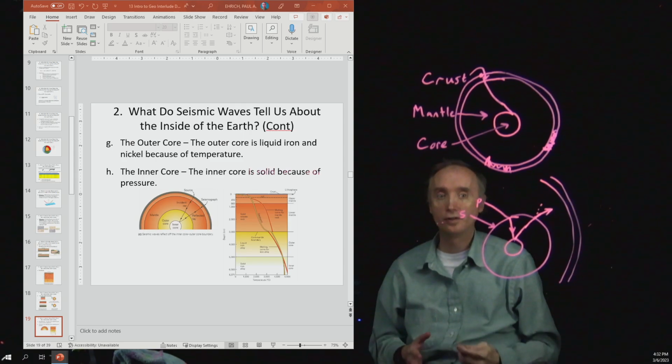So those are the different layers. Those are the different rocks that are in there, the different metals that are in there, and it kind of shows how the temperature and the pressure vary inside the Earth.